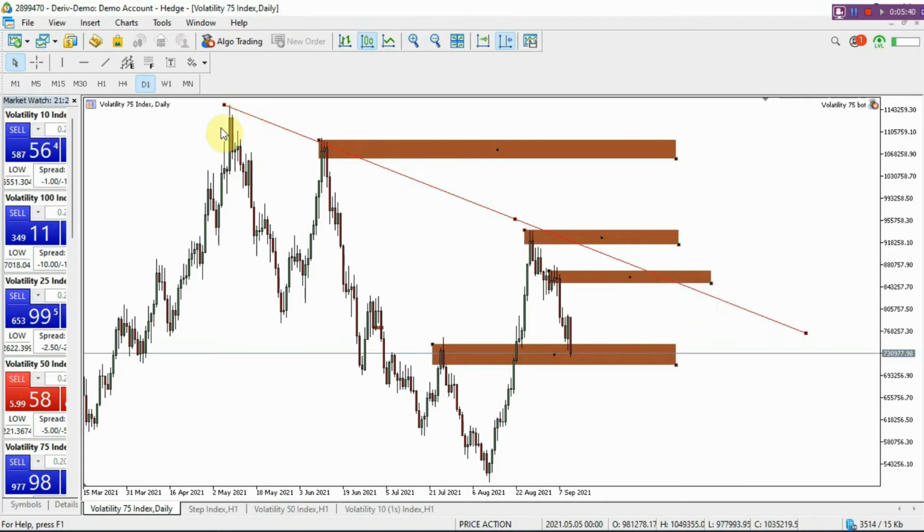Because it's been respecting this. You see, it tapped it once, twice, three times, and it will most likely tap it the fourth time here. So price makes a tap and makes its way down to the downside. So we have to balance on VIX 75. I remember we want to be checking out, careful of price at all times.